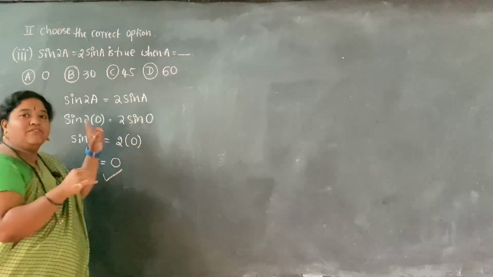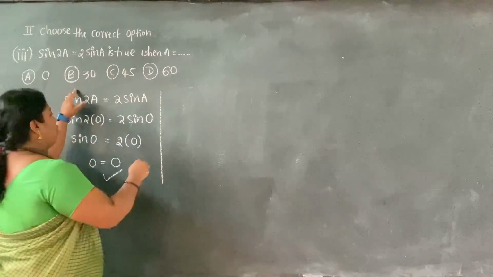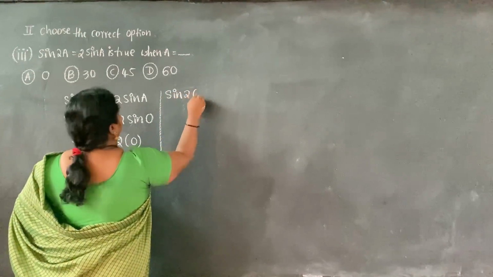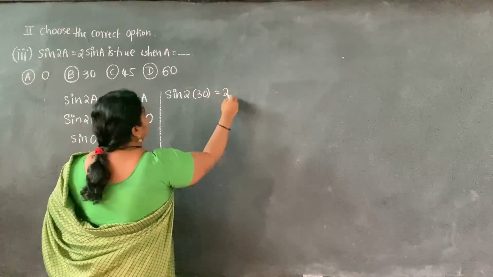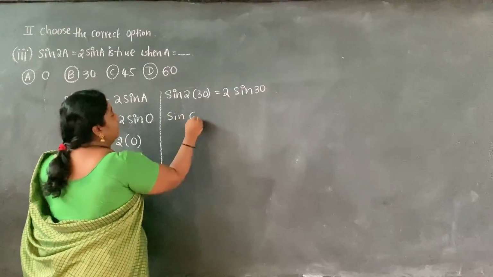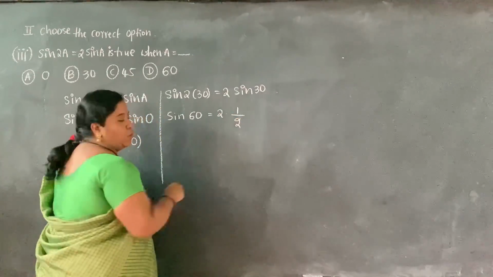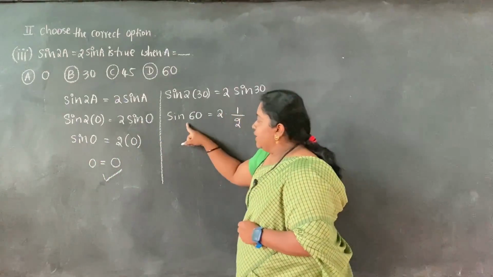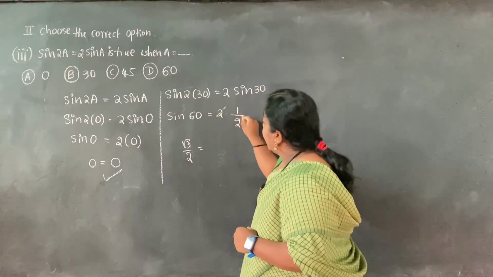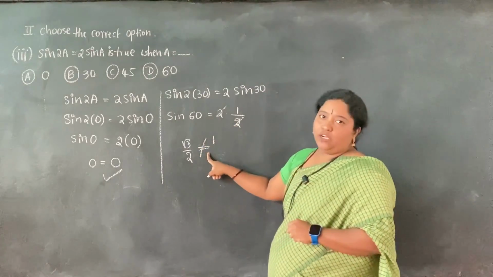For the time being, we'll check the other values also. We'll cross check the others and see whether they are possible or not. So we'll take sin 30 degree. Now I'll write here sin 2 into 30 is equal to 2 into sin 30. Sin 2 into 30 will become sin 60, whereas 2 into sin 30, where sin 30 is 1 by 2, you have to remember it. Sin 60 is how much, dears? Root 3 by 2, whereas here the 2 cancels and I get 1. So these two are not equal to each other.